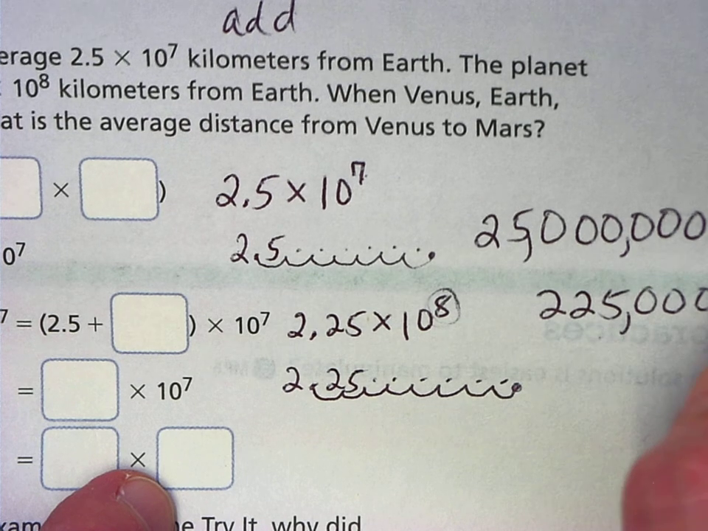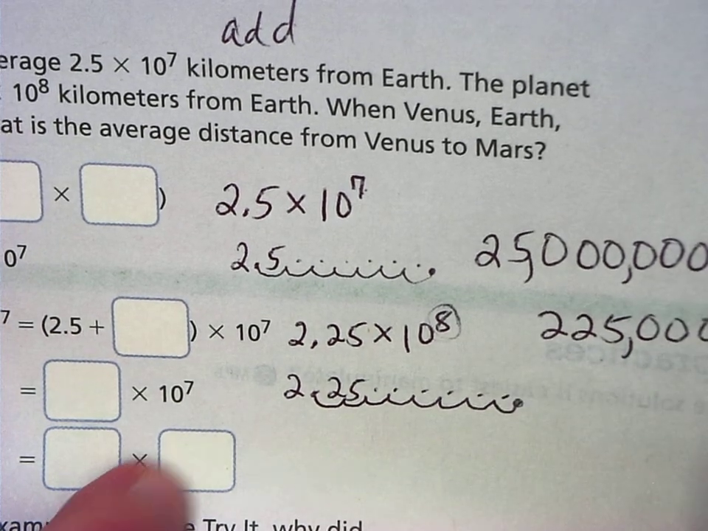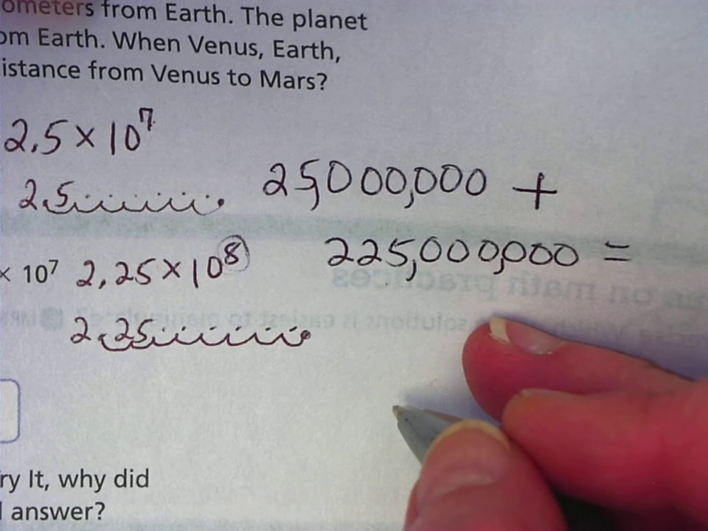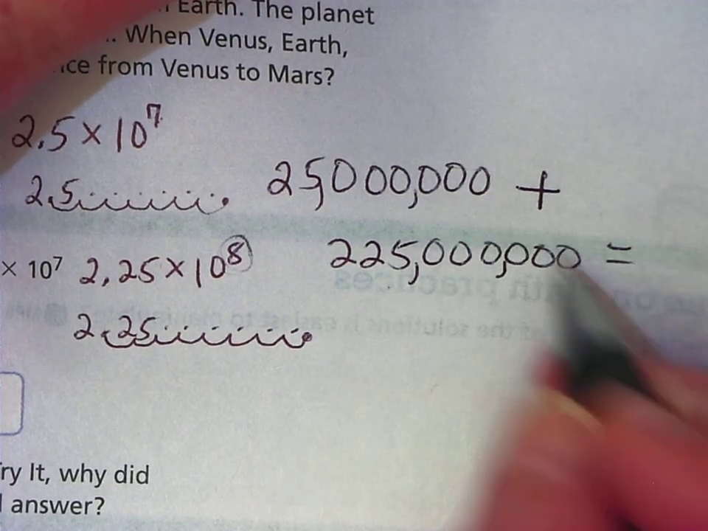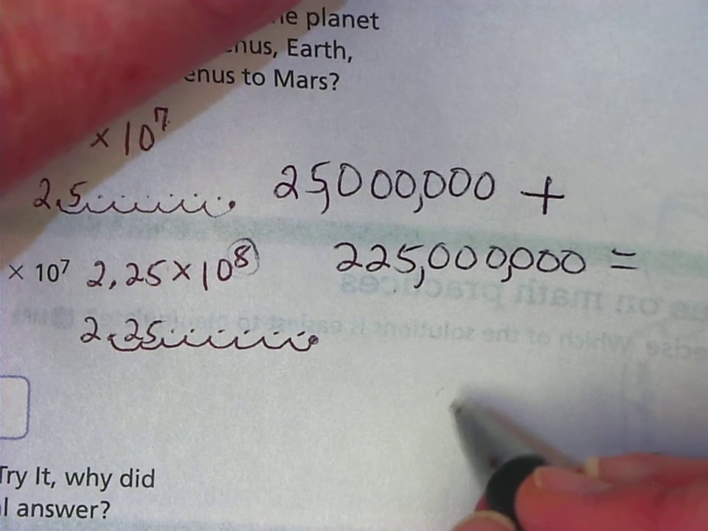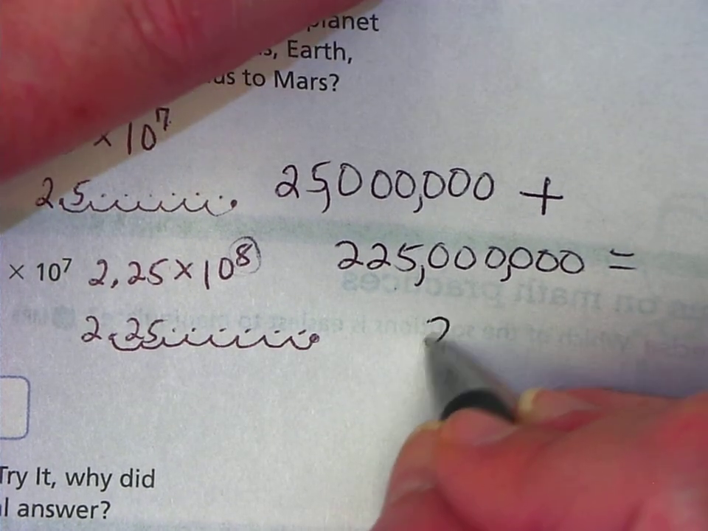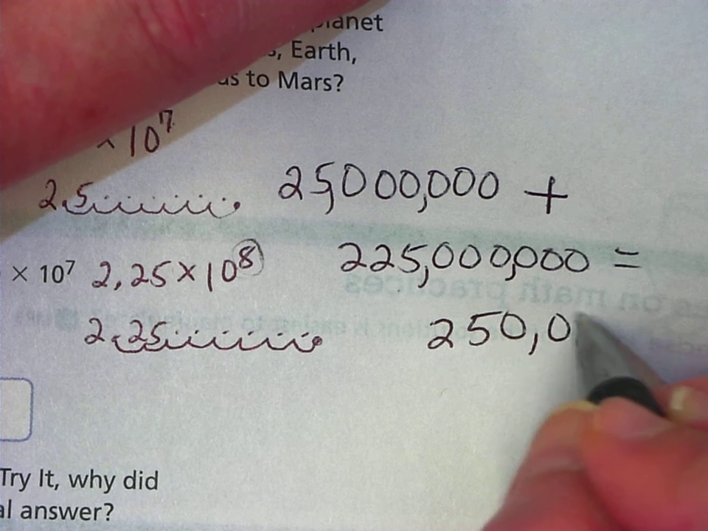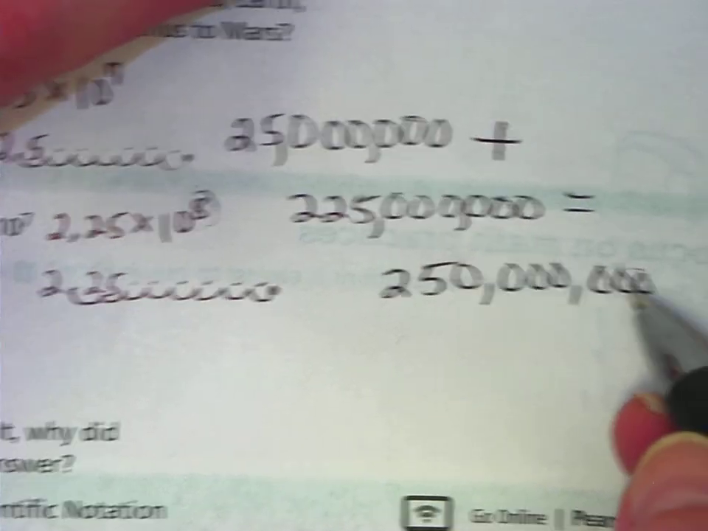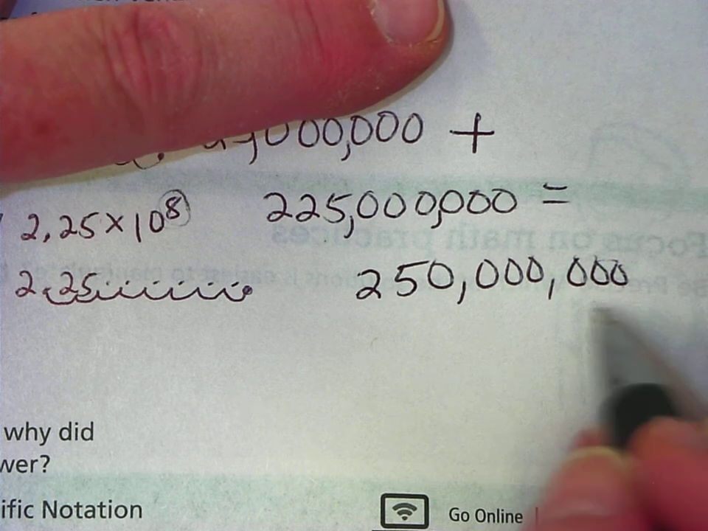So I'm adding these two numbers together now. So plug that into your calculator, or you can line up the place value and add them manually. And so if you add them, you will get 250 million. That's my final answer.